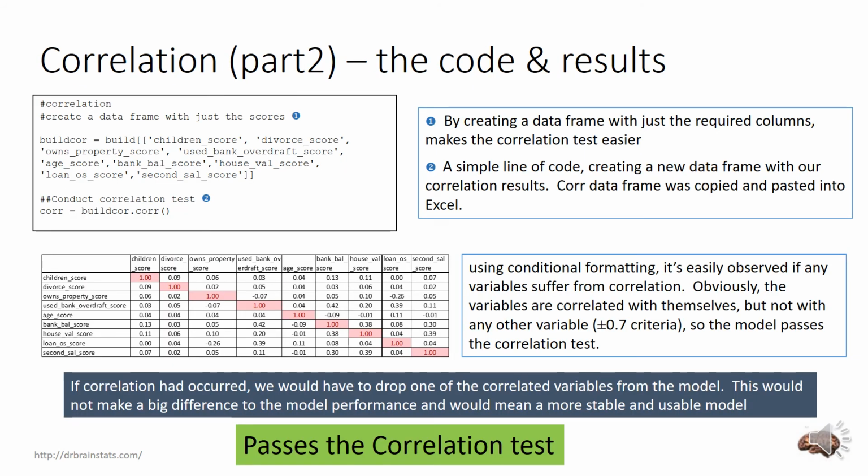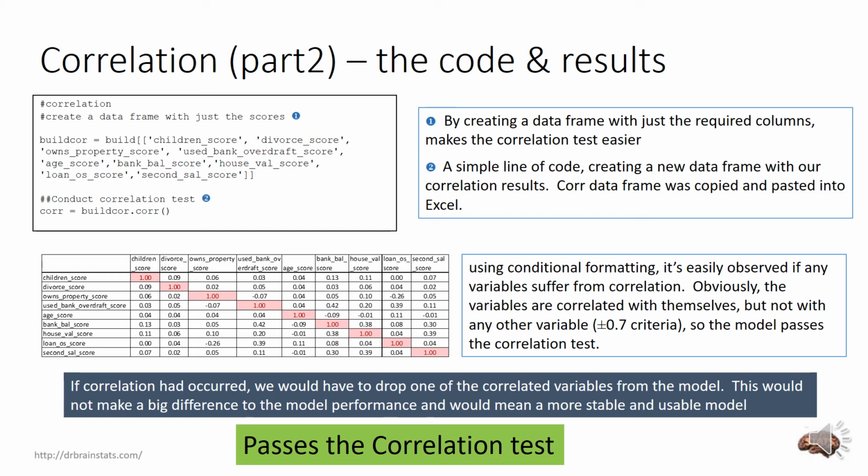As we have done all the hard work previously by scoring up the build data frame, the next steps are quite easy. First of all, we're just going to create a data frame with just the required columns. This makes the correlation test easier. Our second step is a simple line of code: create a new data frame with our correlation results.